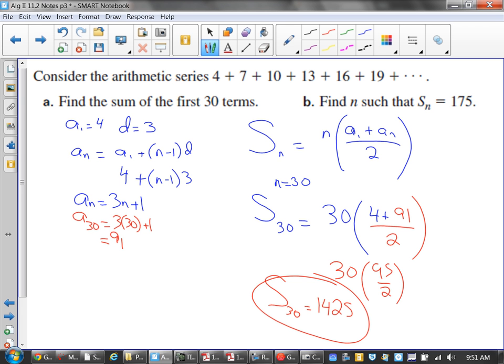How many of them do you have to add together to equal 175? That's what you have to find out. So what you want to do here is the following. I'm going to put this on a separate sheet.